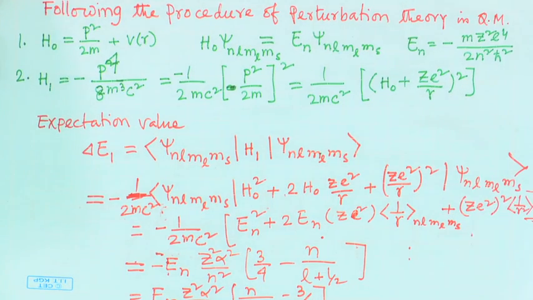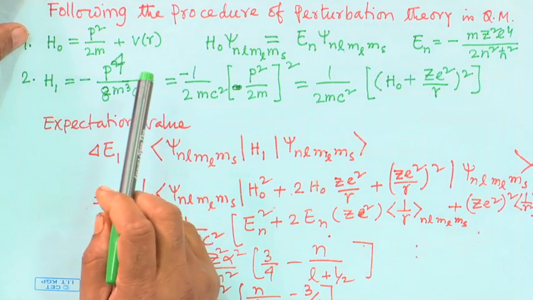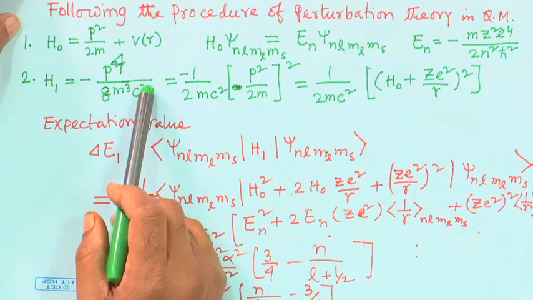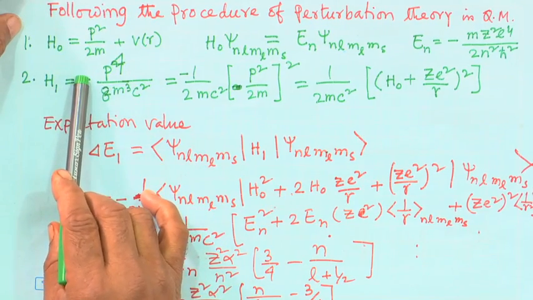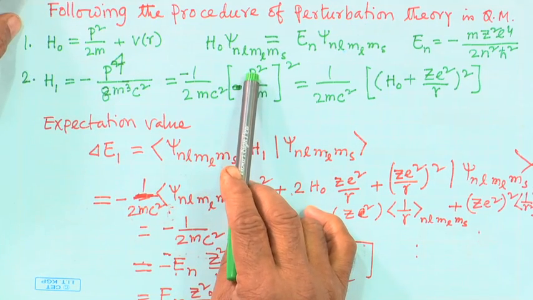So, I will continue the discussion as I discussed that we will use perturbation theory, and for that we have to identify the unperturbed term in the Hamiltonian. So, H0 is basically taken as the unperturbed main term, okay, and its wave function is also already known from the Schrodinger equation.